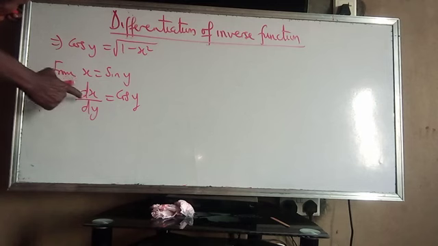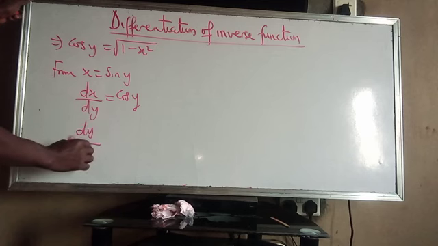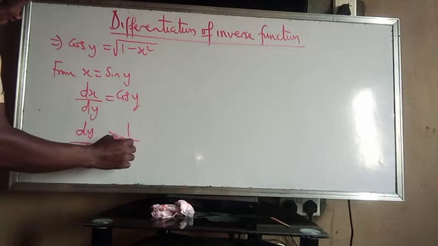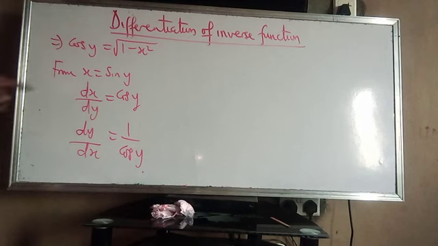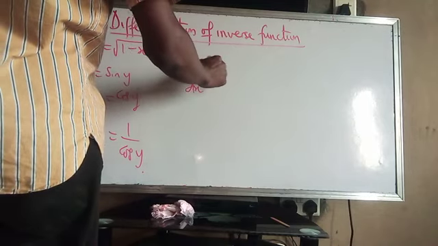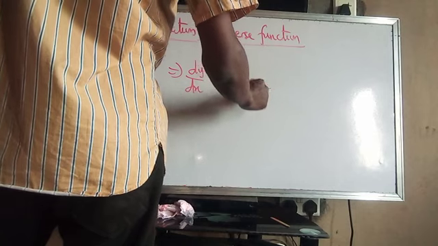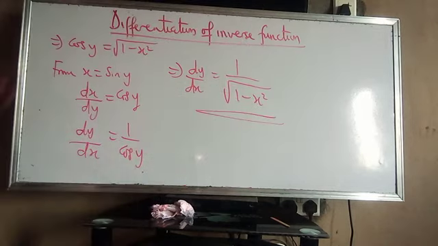Okay, if dx dy equals cos y, then you can say dy dx is 1 over cos y. Of course, inverse of this, which implies that dy dx will be 1 all over, and what is our cos y? Square root of 1 minus x squared. Yes, that is it. So let's solve more examples.